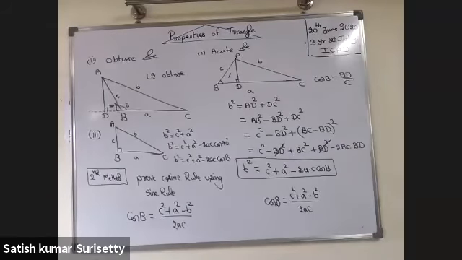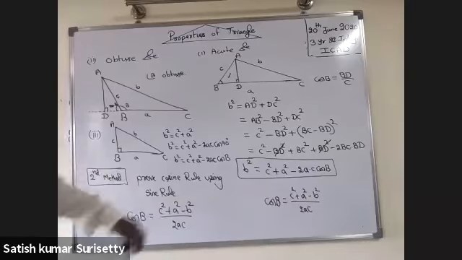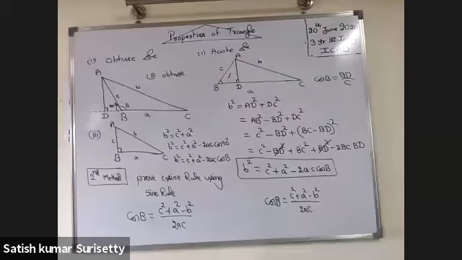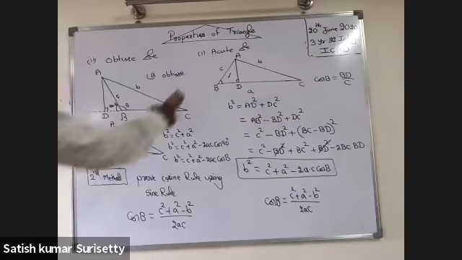Can you repeat what you just said? Using sine rule, we are trying to prove the cosine rule. That is, cos B equals c square plus a square minus b square upon 2ac. So take the right hand side, apply the sine rule formula and then simplify and prove it as cos B.